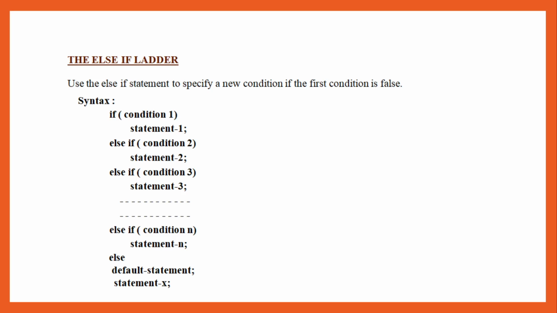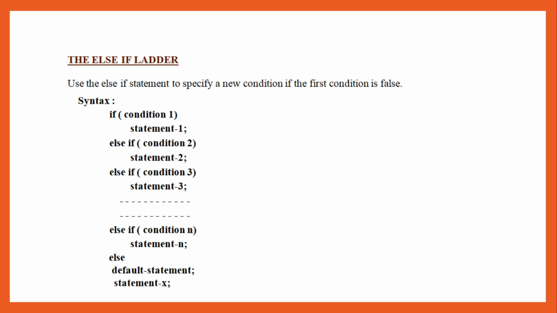If else ladder. Using this if else statement, we specify a new condition if the first condition is false. If I see the syntax, if condition 1 is true, it goes for statement 1. If the condition fails, in the previous syntax we have seen the false block with the else statement.